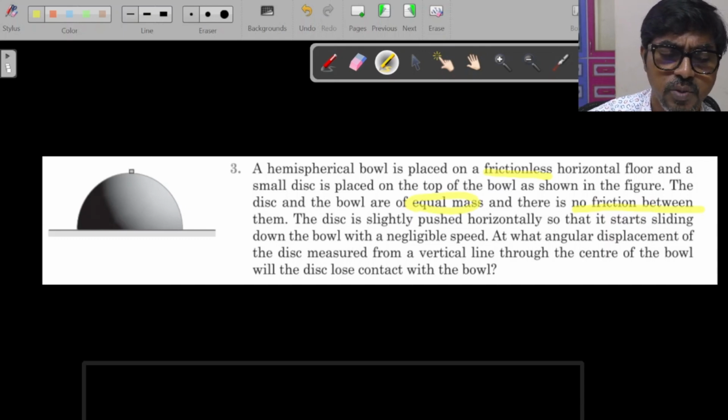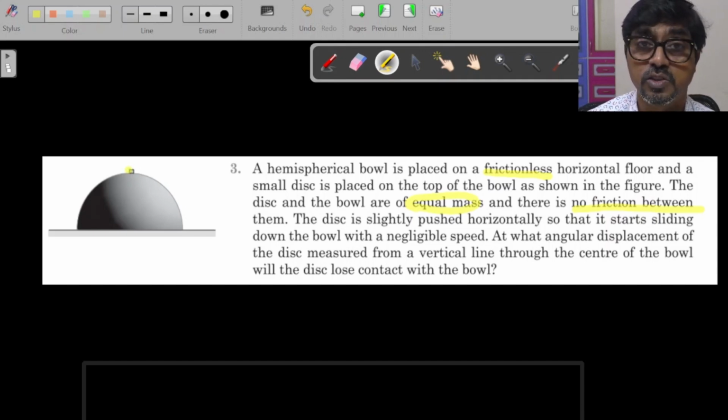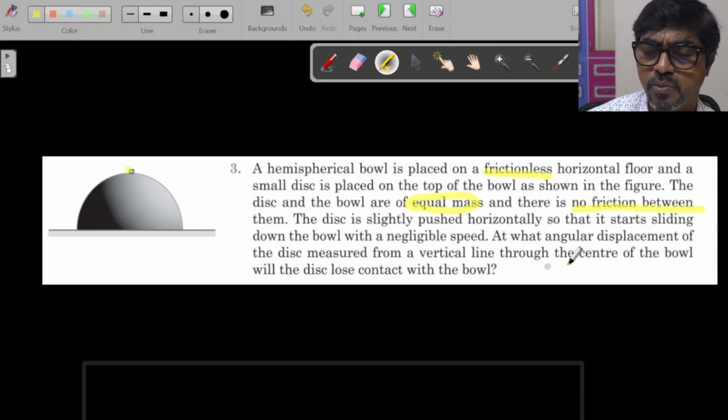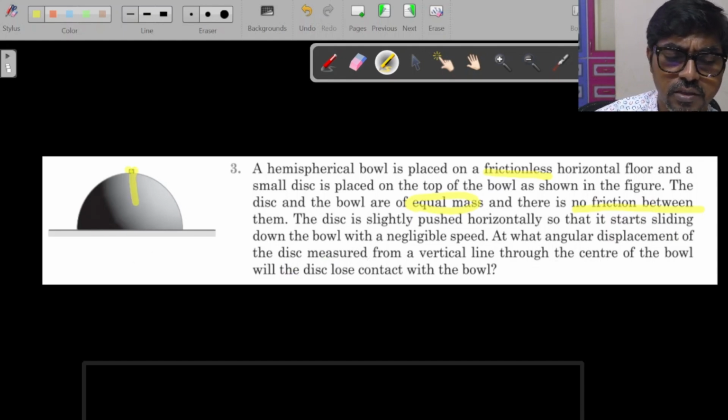The disc is slightly pushed horizontally. Slightly pushed does not mean that you are throwing it, just slightly disturbing it so that it starts sliding down the bowl with negligible speed. So the initial speed is 0, we can take it. At what angular displacement of the disc measured from the vertical line? If you take this as a vertical line, at what angle from that vertical is it going to lose contact, that is what he is asking about.